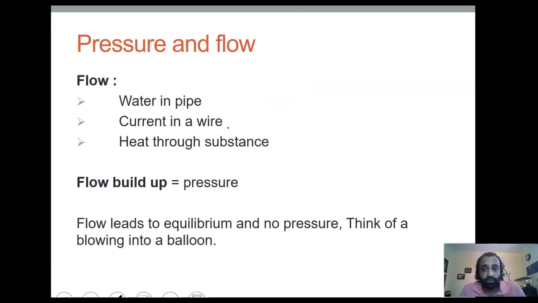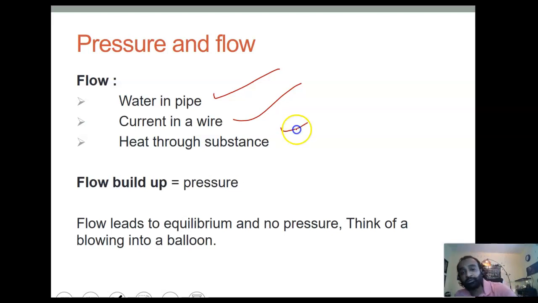The other concept that I want to talk about, and you might want to pause and look back at the PowerPoint, but I'm going to keep going, is pressure and flow. Flow is continuous movement of substance or energy through a medium. So water in a pipe, that's flow. Current in a wire, that's flow. We're flowing water through a pipe. In current, we're moving electrical energy through a wire, or heat through a substance. These are all flow. There's flow of energy through a medium.